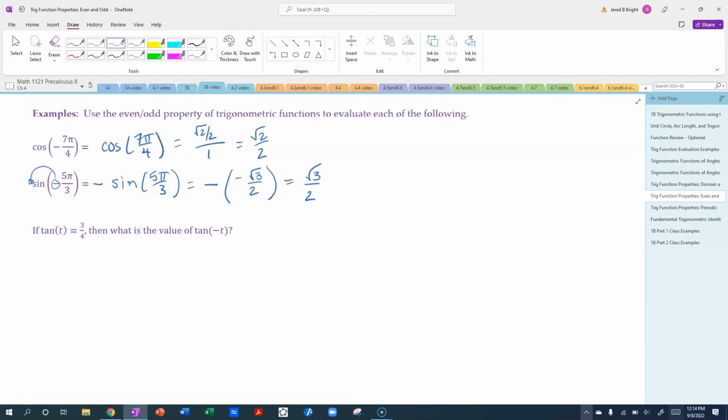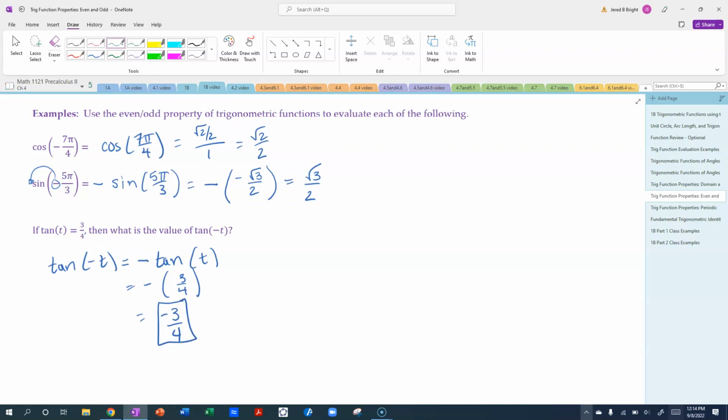And then lastly, this last example says if tangent of t is 3 over 4, then what's the value of tangent of negative t? Well, let's look at tangent of negative t. We know tangent is odd, so this is the same as negative of tangent of t. And it says up top that tangent of t is 3/4. So tangent of negative t is negative 3/4, and I'm done.